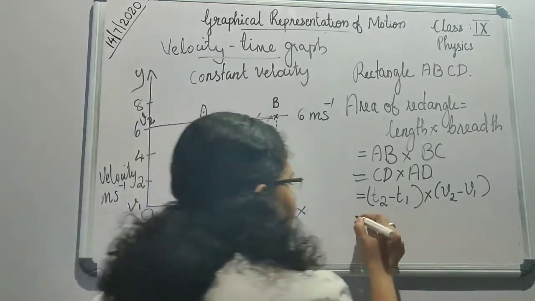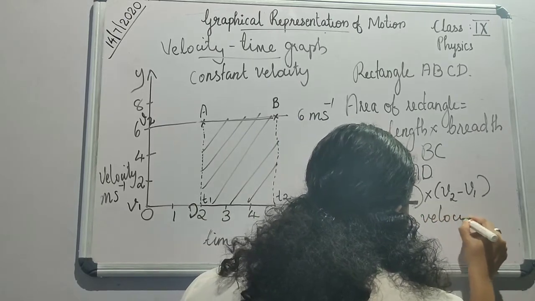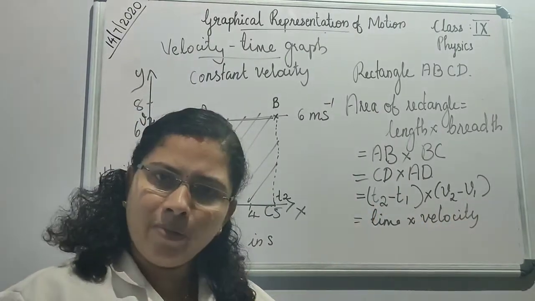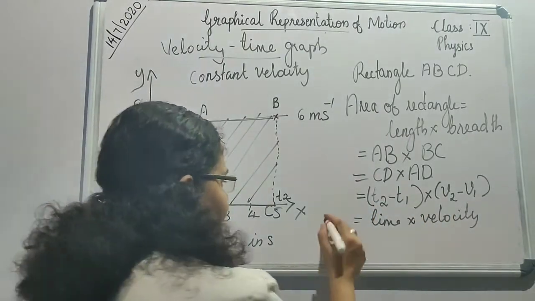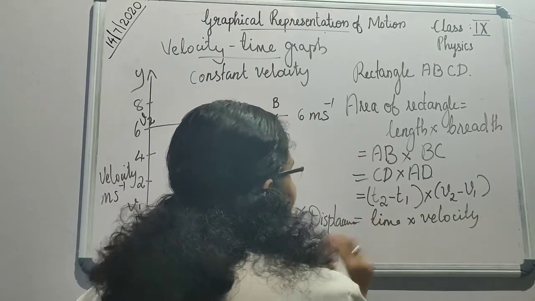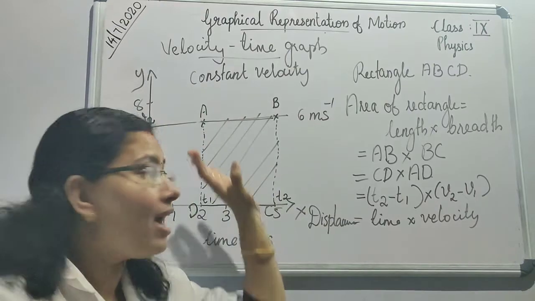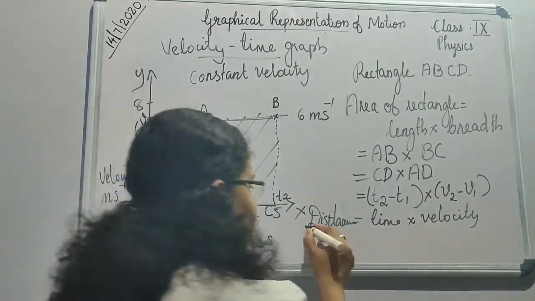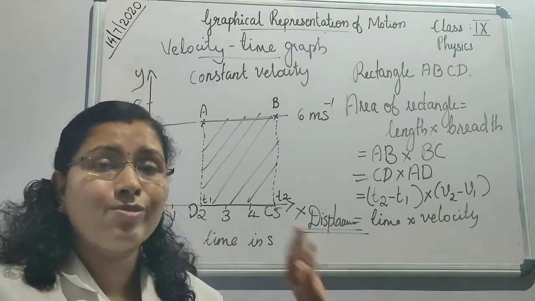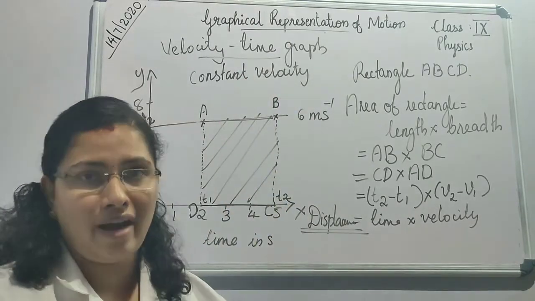That is nothing but time into velocity, or velocity into time. If we calculate velocity into time, what will we get? We will get the magnitude of displacement. That is, if we calculate the area under this graph, we will get the displacement of the object. The magnitude of displacement of the object can be calculated using the velocity time graph.